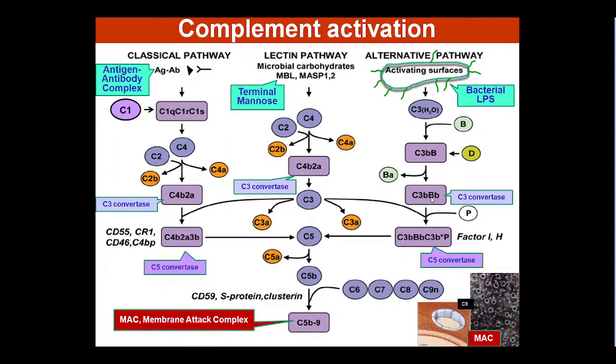With this, C3b Bb serves as the C3 convertase of the alternative pathway and destroys C3 to C3a and C3b. It means C3 convertase of the alternative pathway and classical pathway, their formulas are absolutely different, but the effects are the same.